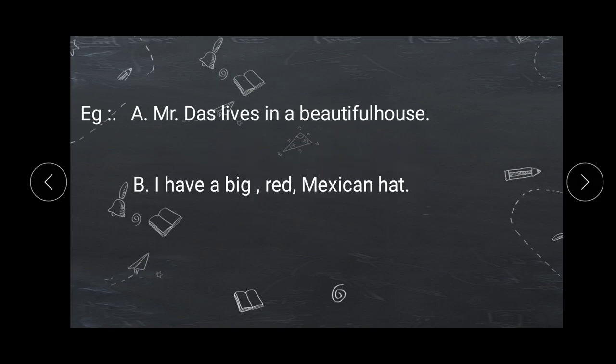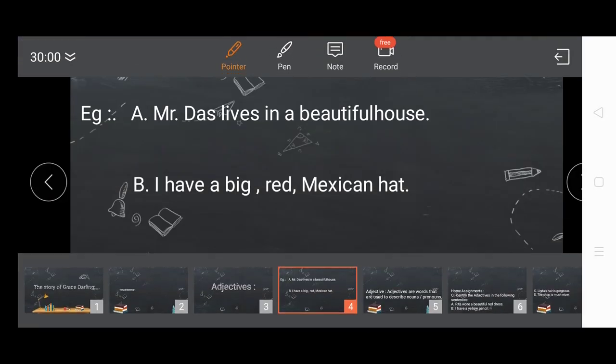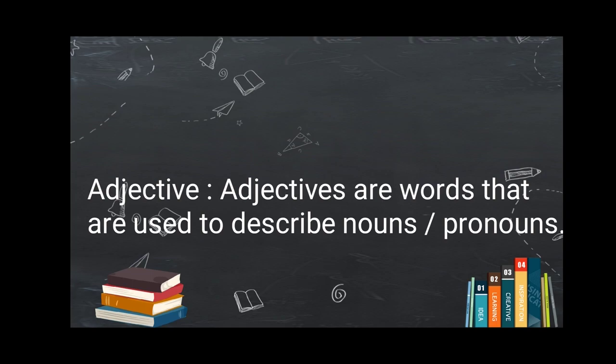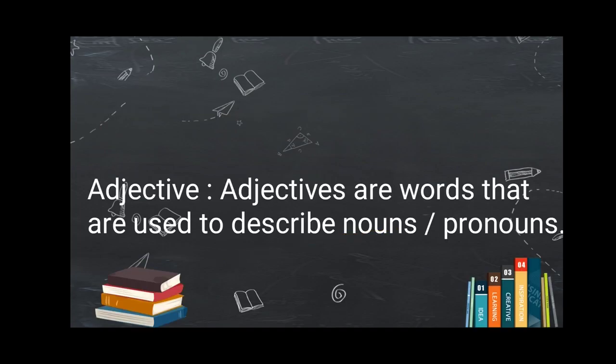adjectives. That's why from this example you have got to know that the words, say for example beautiful, big and red, which are highlighting the nouns here, say for example house and Mexican hat, are our adjectives. Hence, from this we can come to the conclusion that adjectives are the words which are used to describe nouns or pronouns.